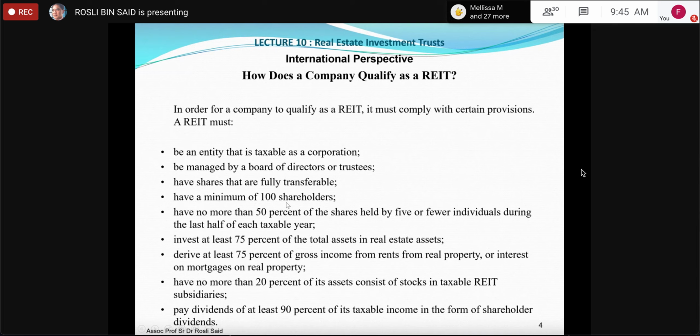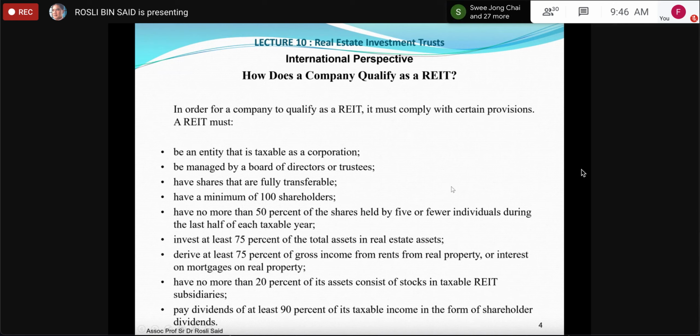This is from an international perspective. Have no more than 50% of the shares held by 5 or fewer individuals during the last half of each taxable year. Invest at least 75% in real estate. Derive at least 75% of income from real estate. Have no more than 20% of its assets consist of stocks, and then pay dividends of at least 90% of its taxable income. So some of these requirements have been adopted by Bursa Malaysia.